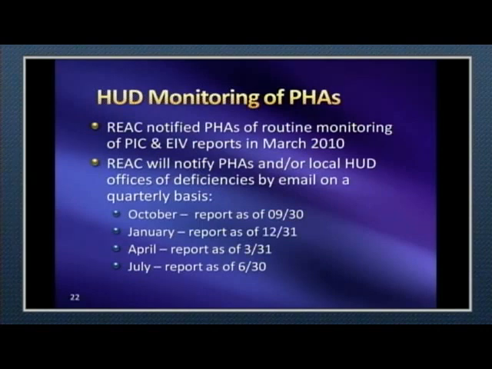So here is the schedule on slide 22 that shows you basically in the month of October, we send out reports for the period ending September 30th. The next reports will come out in January for the period ending December 31st, and so forth and so forth. And as we work through these issues, you'll start to see that the data cleanup in PIC is there. And I'm really excited.